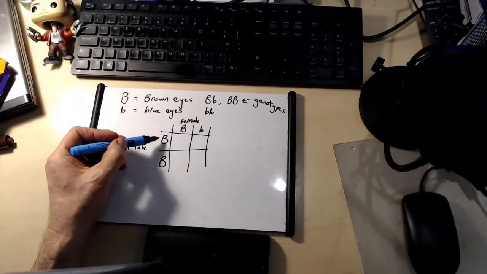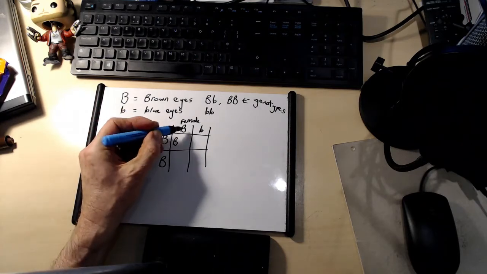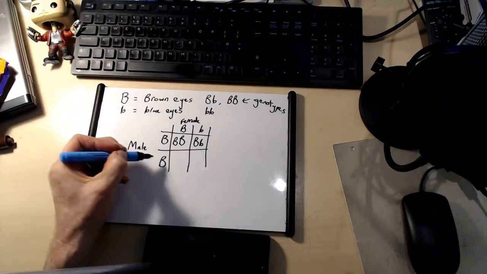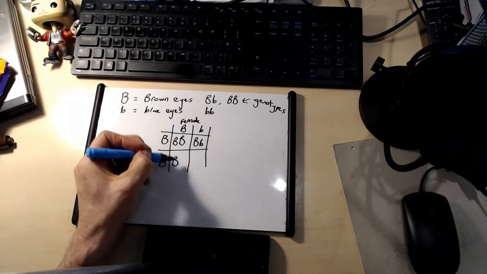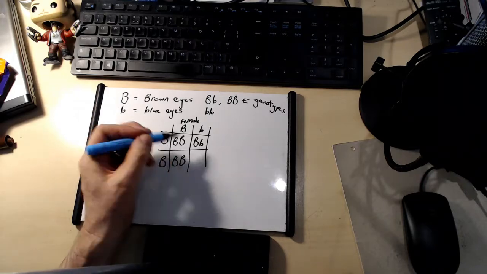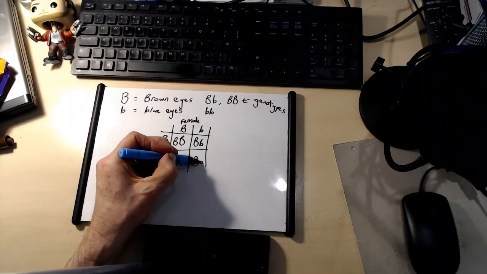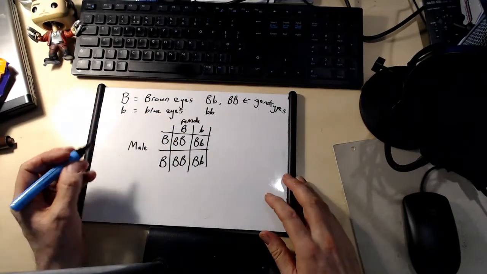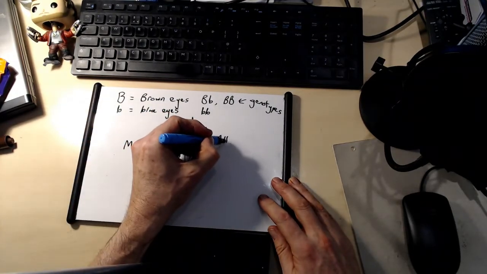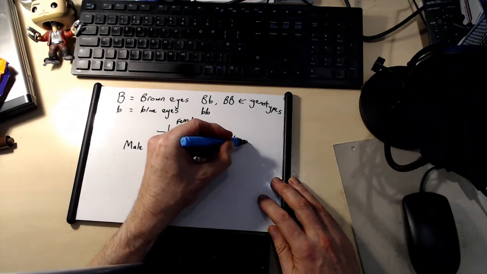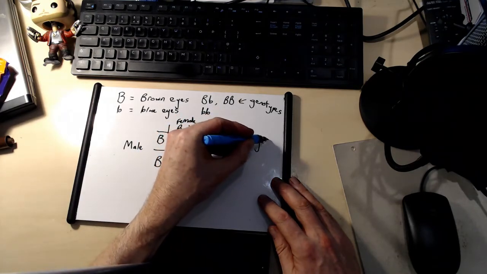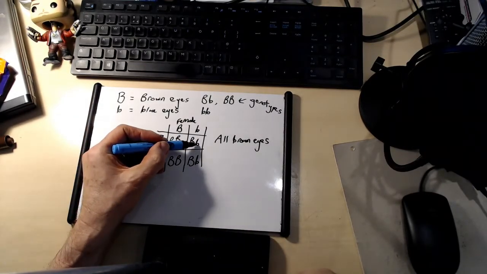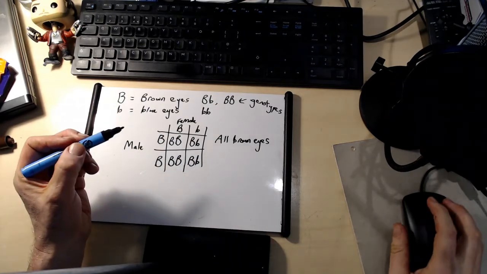So this is the way I do it. So male big B, female big B; male big B, female little b; male big B, female big B; and then male big B, female little b. So in this case you can see that basically all of them will have brown eyes. And you can see actually that half of them will be homozygous and others will be heterozygous.